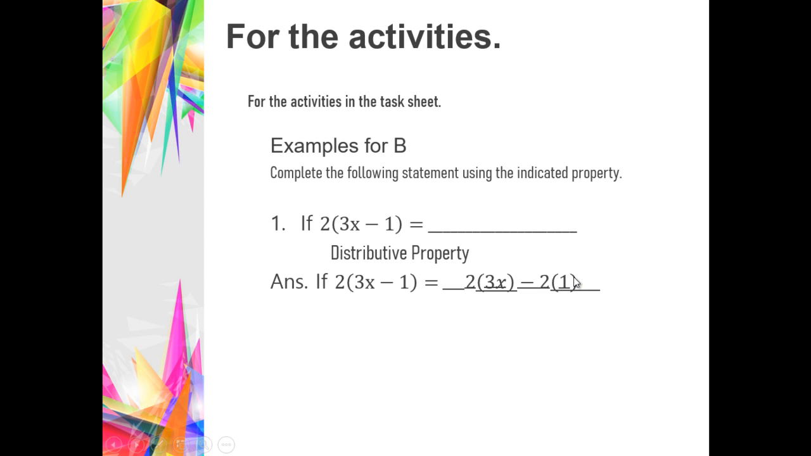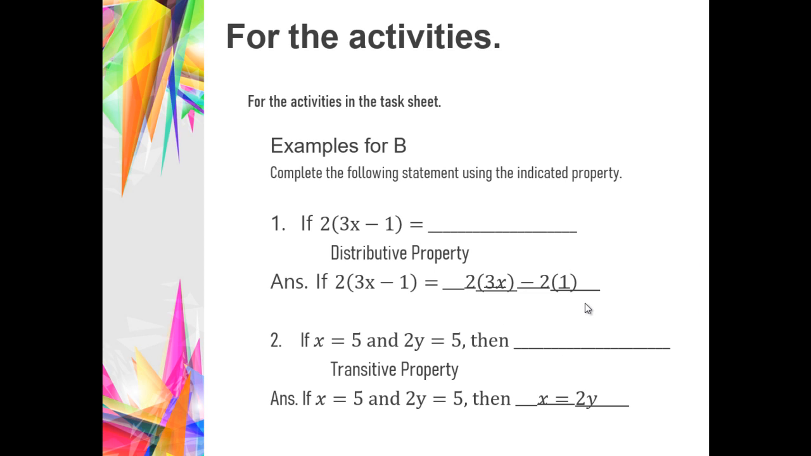Then, number 2: if x equals 5 and 2y is equal to 5, then blank. Using transitive property, the answer is: since x is equal to 5 and 2y is equal to 5, therefore x equals 2y. Okay, that's it. That's how you answer the activities I've given you.